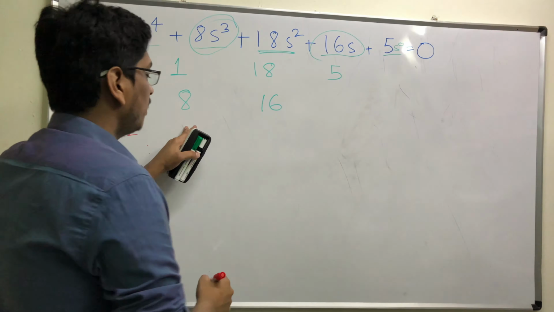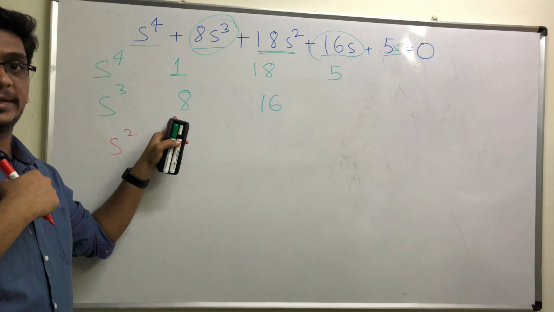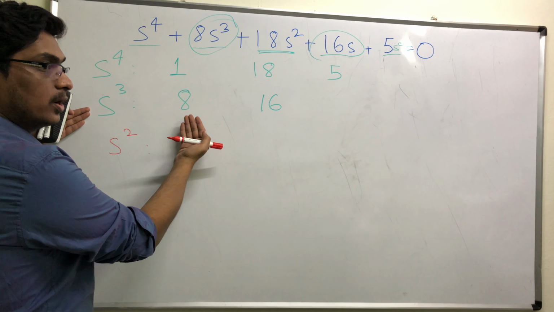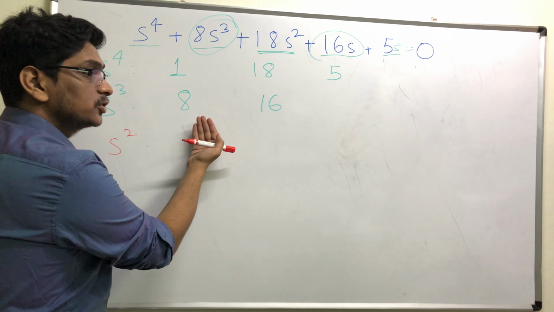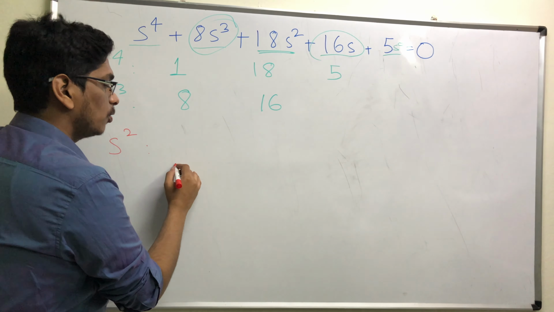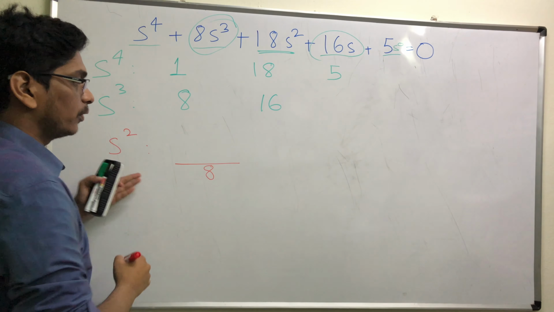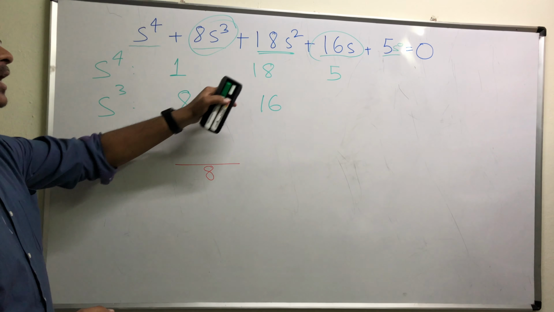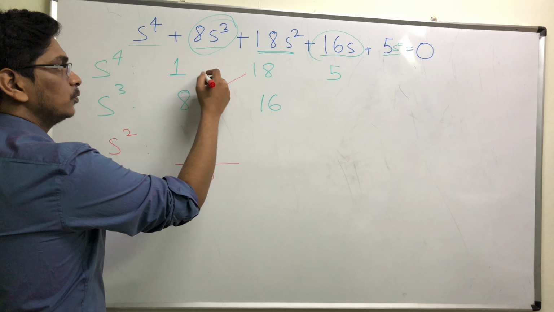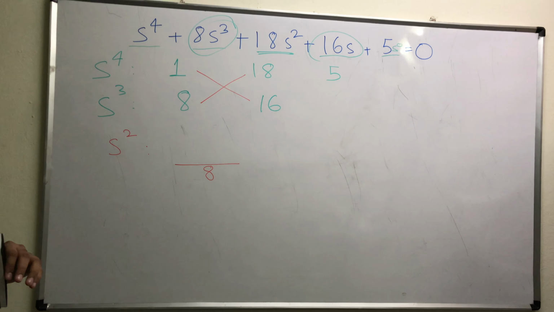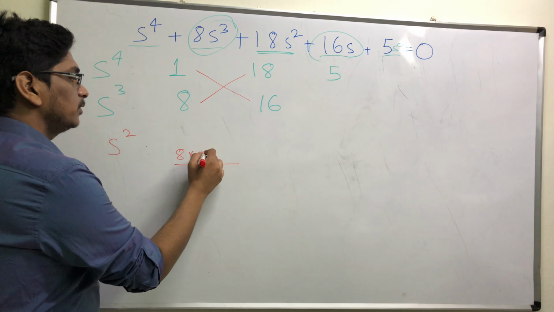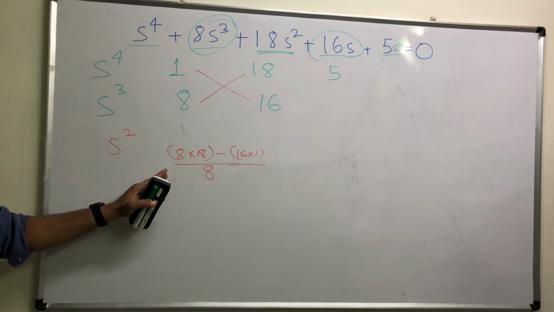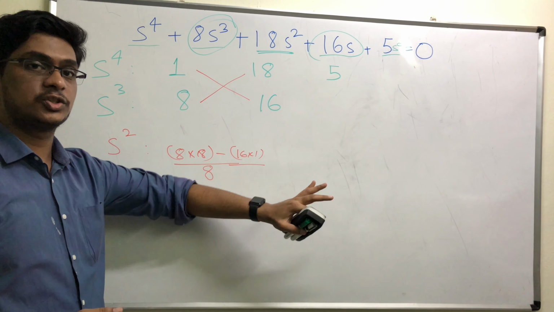To get s power 2, the first thing that I need is the previous row. What is the previous row? The s cubed row. What is its first column element? 8. So my base, the denominator, is going to be 8. In the numerator, it is going to be the product of these two minus the product of these two, so that would be 8 into 18 minus 16 into 1. This is how you will keep obtaining the elements of each column.